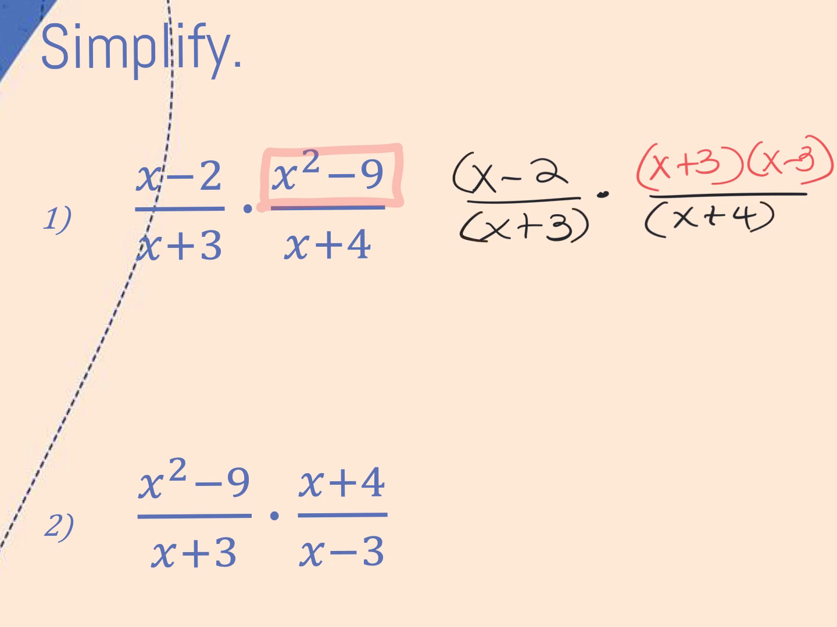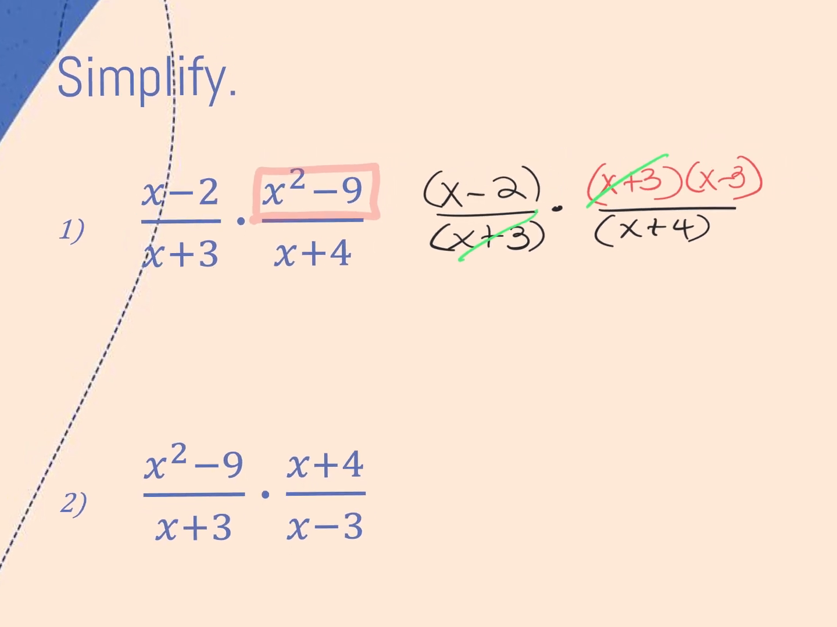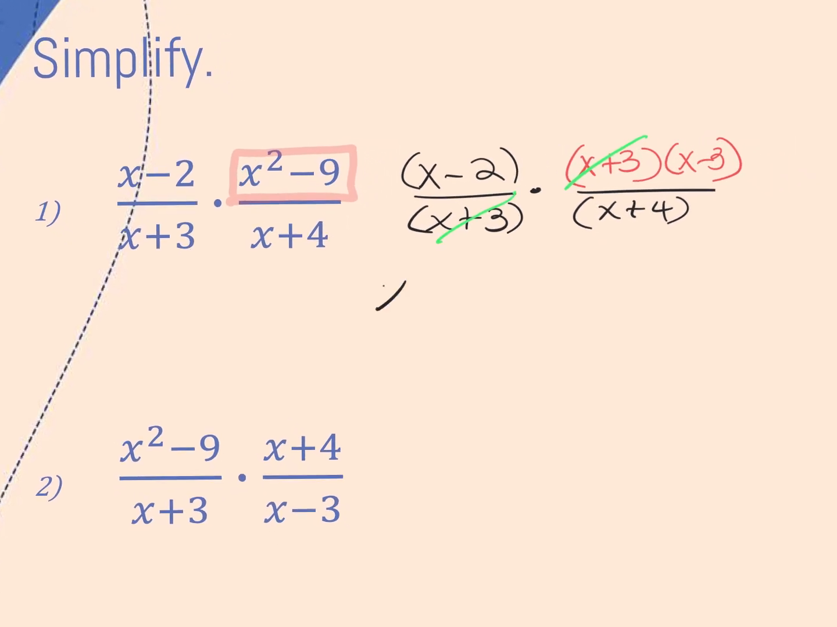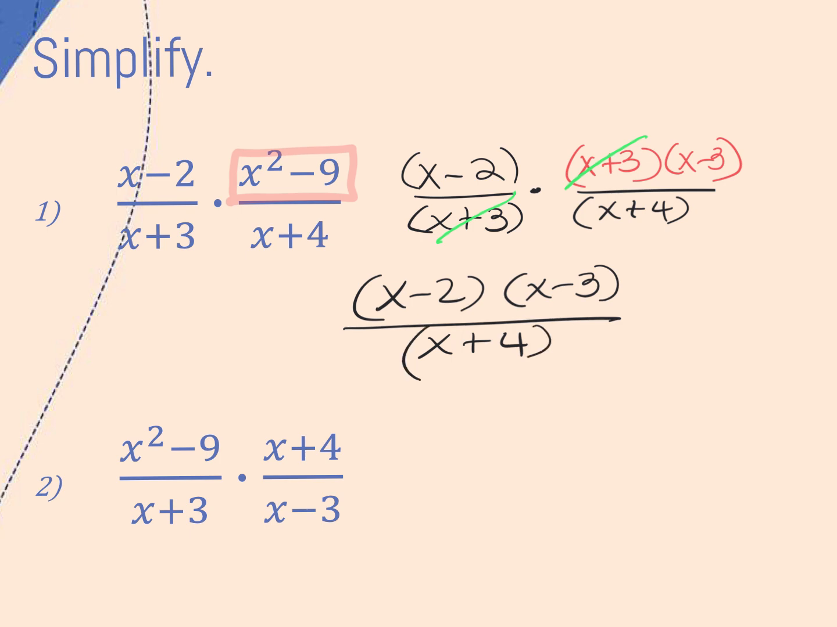So now I'm looking for exact matches, something that is in the numerator, and I'm going to look for an exact match in the denominator. So here I have an x plus 3, and then over here diagonally. So now what remains is the x minus 2, x minus 3 in red there, over x plus 4. And you're done. You do not need to FOIL it. You're leaving it in factored form.